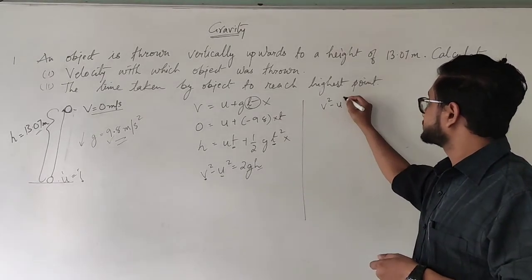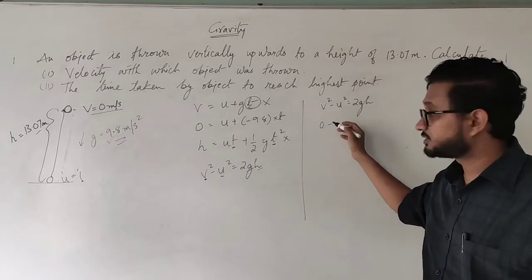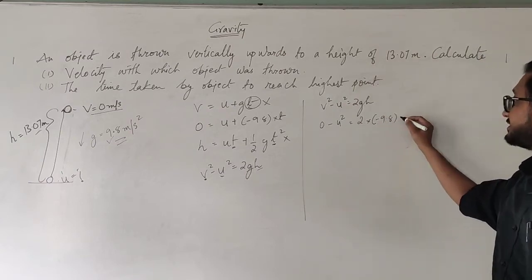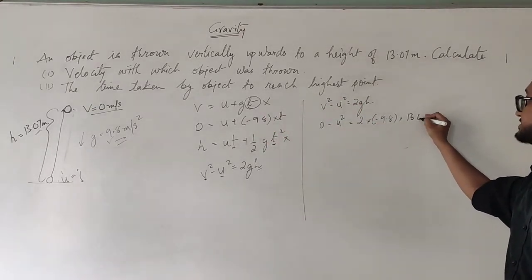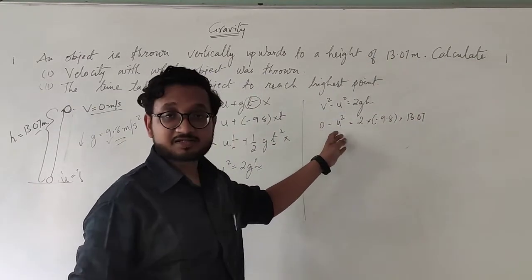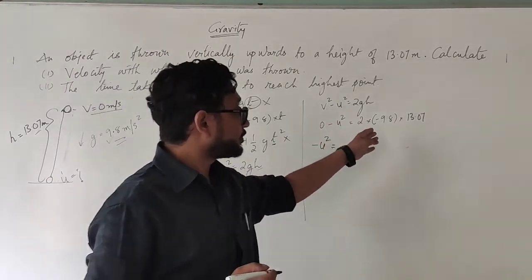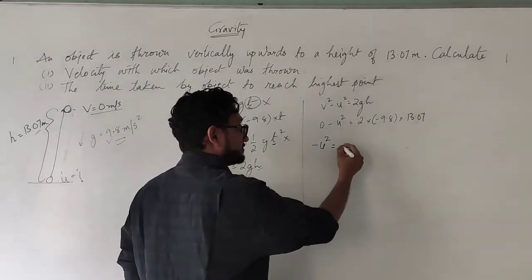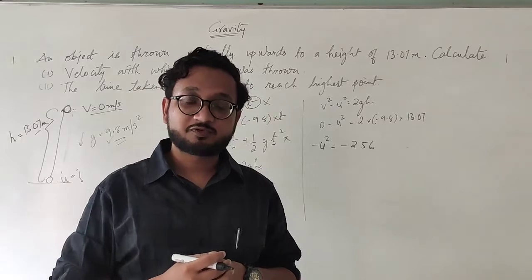So v square minus u square equals 2gh. v is taken as 0. So 0 square is 0 minus u square equals 2 into minus 9.8 into h, that is 13.07 meters. Okay, 0 minus any number is the number itself, so I am writing minus u square equals 2 into 9.8 into 13.6. Once you multiply this, you will get the answer minus 256.